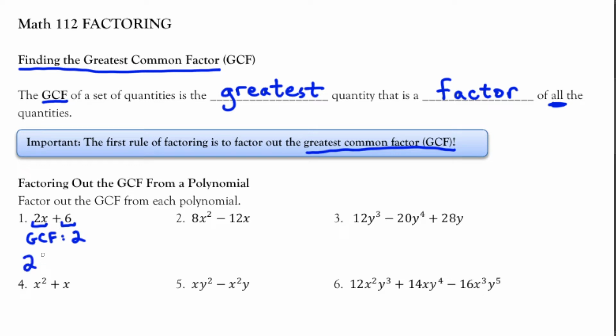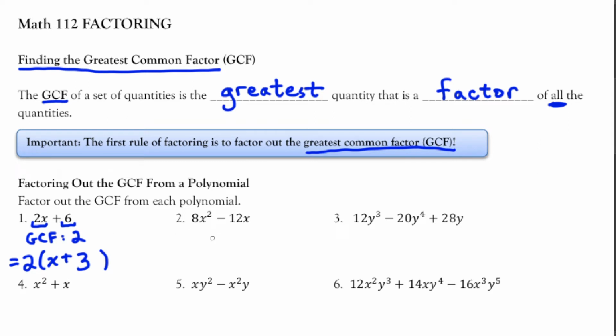When we do that, we take out the 2, and then imagine what's left when I take a 2 out of each term. When I take a 2 out of 2x, what's left is x. And when I factor 2 out of 6, what's left is 3. 2x plus 6 equals 2 times the quantity x plus 3. To check your work, you can always imagine what would happen if you multiplied out 2 times the quantity x plus 3. You would distribute the 2, and you'd get 2x plus 6. So we know that 2x plus 6 really does equal 2 times the quantity x plus 3.